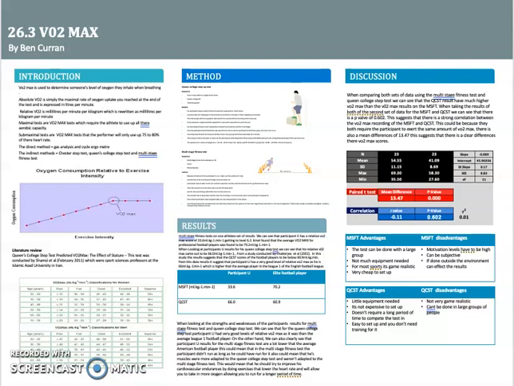Absolute VO2 max is simply the maximal rate of oxygen uptake reached at the end of the test and is expressed in liters per minute. Relative VO2 max is expressed as milliliters per kilogram per minute.